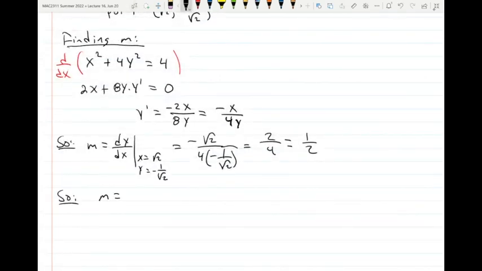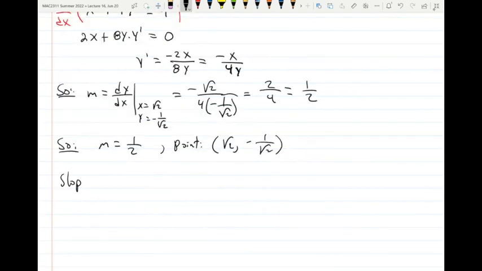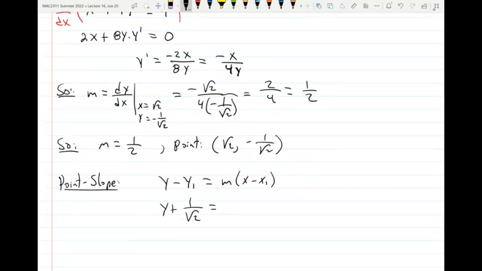So let me just begin here. So m is equal to 1/2, and the point is square root of 2, comma, negative 1 over square root of 2. So now I'm going to use the point-slope formula. Remember, y minus y1 equals m times x minus x1. Plug in and we get our equation. So it will be y plus 1 over square root of 2 equals 1/2 times x minus square root of 2.